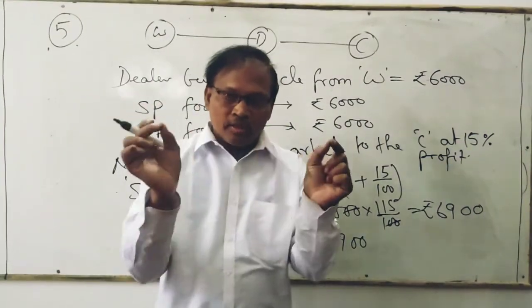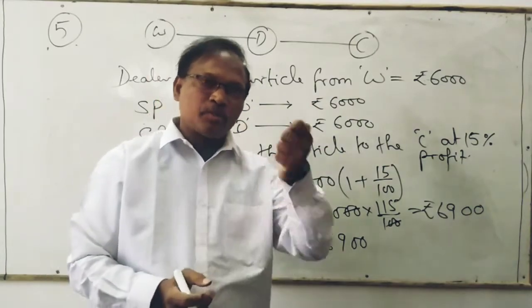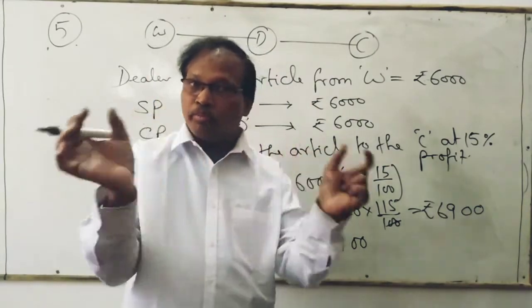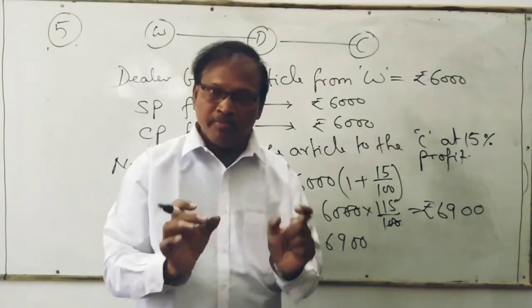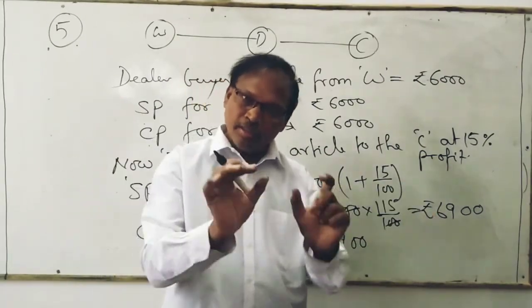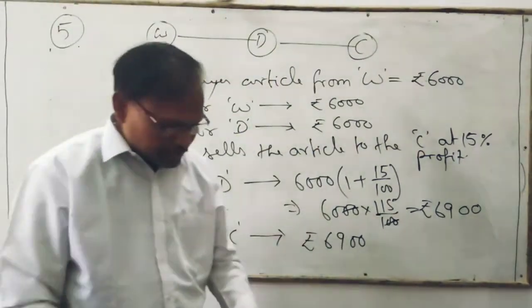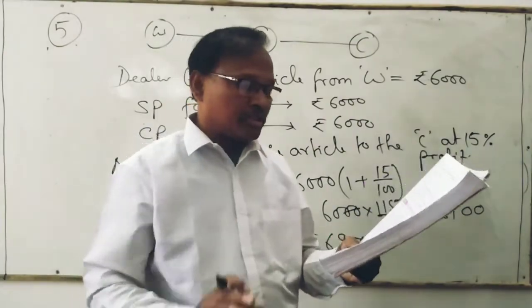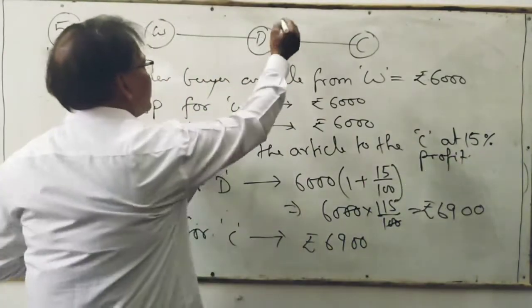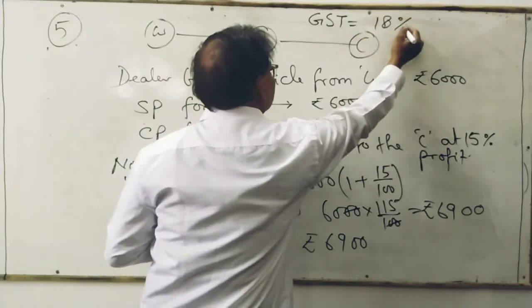I tell you, in the two persons, suppose A and B, and A is selling to B and B is purchasing from A. It means both prices are same. Selling price for A and cost price for B, both are same. Now, what is the tax and what is asked in the question? The GST is 18%. It is given in the question.